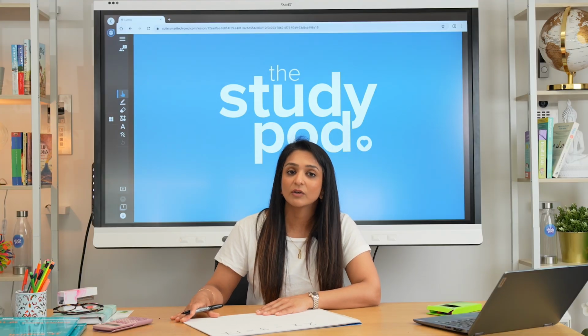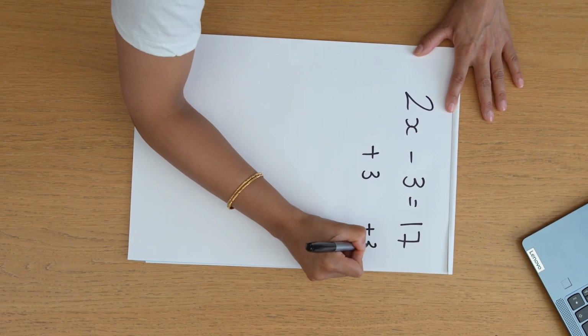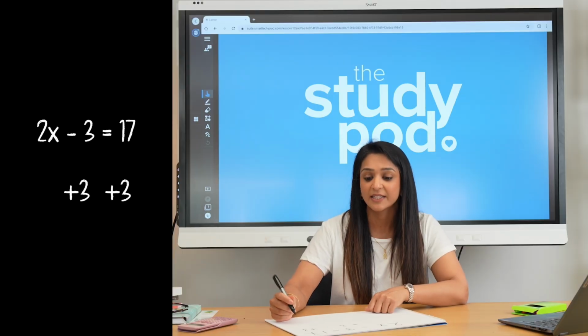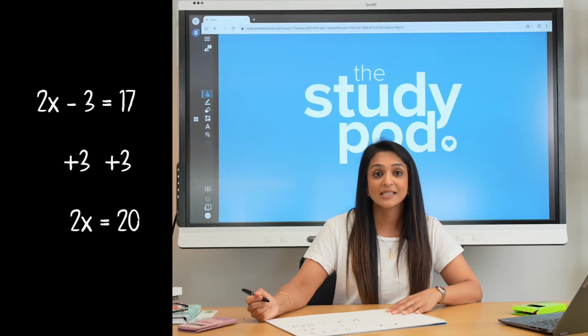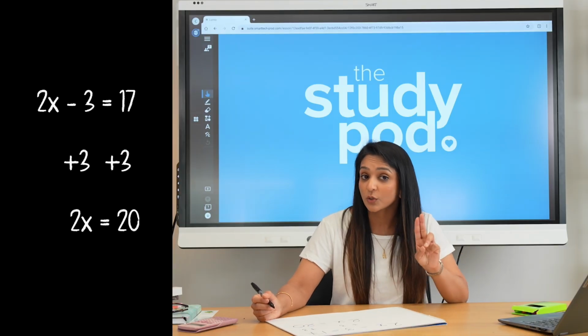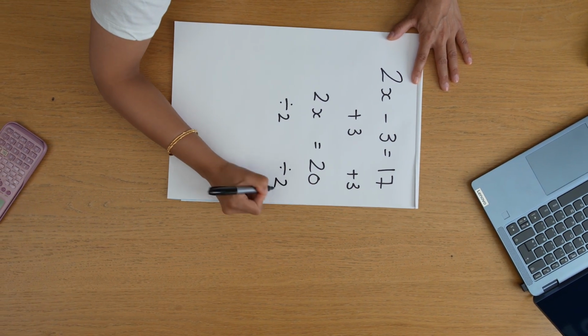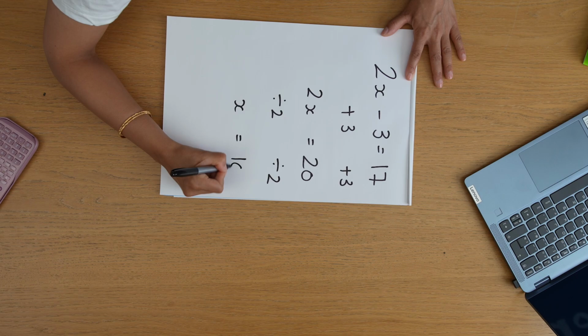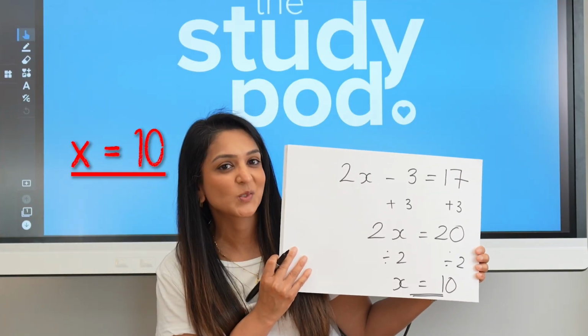So again, using your inverses, we want to now add a 3 to both sides of our equation because we've got that minus 3 in there. What are we left with? 2x = 20. Again, we don't want to know what 2x's are, just what 1x is. So let's divide both sides by 2, and our missing number in our sum was 10. Hopefully you got the same as well.